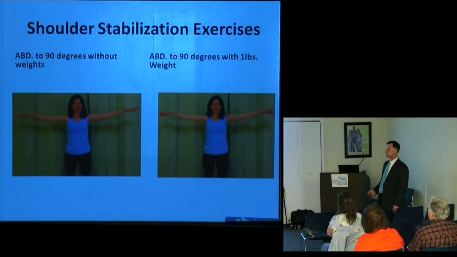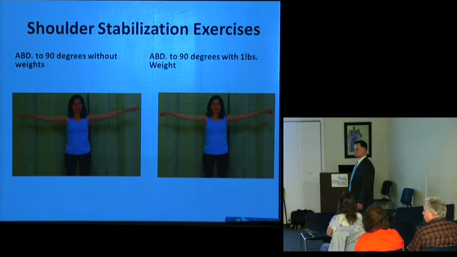Dr. Healy? Yes? If you're already fused, are all of these acceptable exercises if you've been fused? Yes and no. Okay.